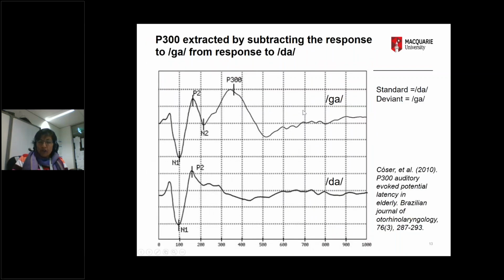This is just to show you, when you presented that da and ga in the way we did, with lots of das and periodically gas appearing, these are the two waveforms you will get. Any clinical evoked potential equipment will be able to give you this. And one option is to just use the P300 here and measure amplitude and latency, or the cleaner way you could do is subtract these two, so you're left only with P300.